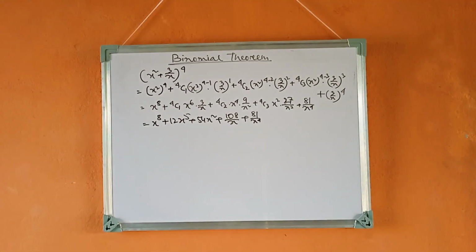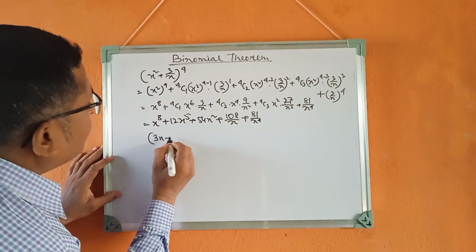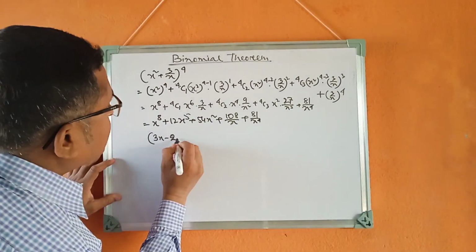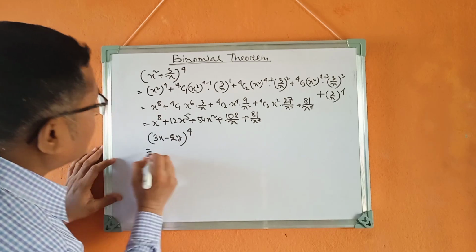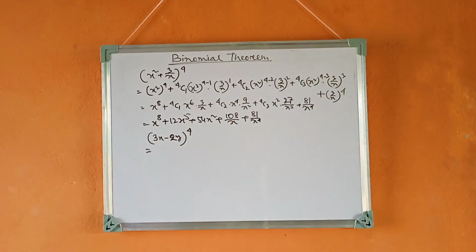Give another example. Expand 3x minus 2y whole to the power 4. Okay, so check 3x minus 2y whole to the power 4. Here the power is 4, so after expansion we get 4 plus 1, that is 5 terms. Okay. Now check how you find 3x minus 2y whole to the power 4.